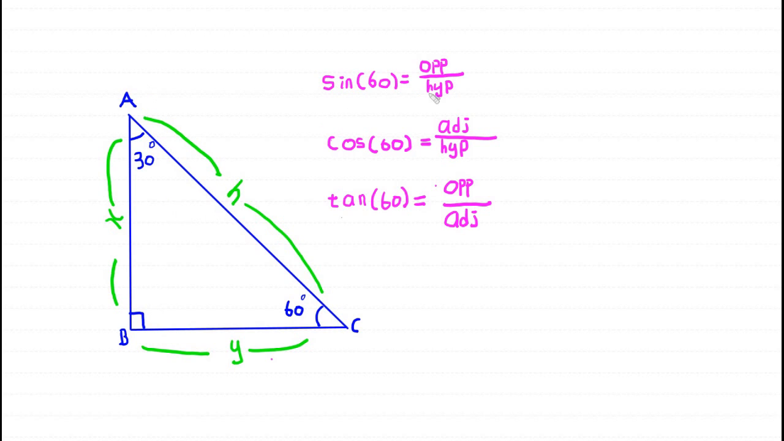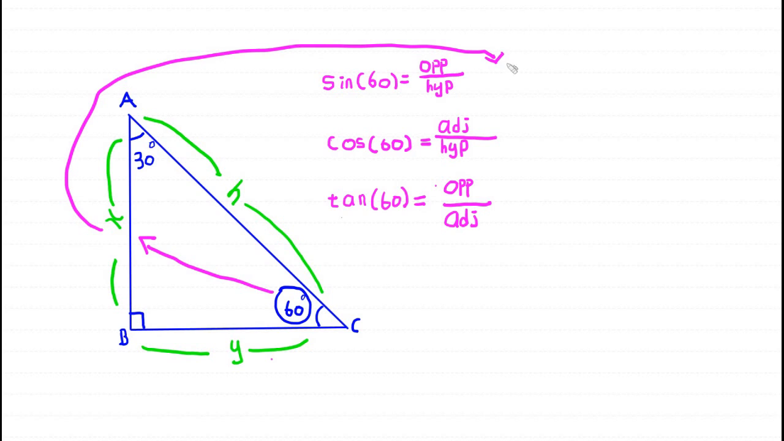So I will describe it by writing these lengths and sizes. At first, the sine of 60 is equal to opposite, which means x. So x will go here over hypotenuse, which is h.